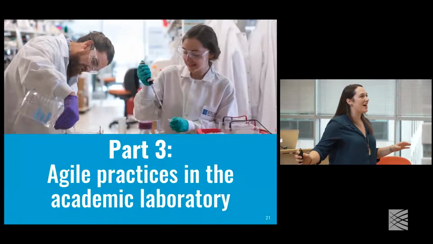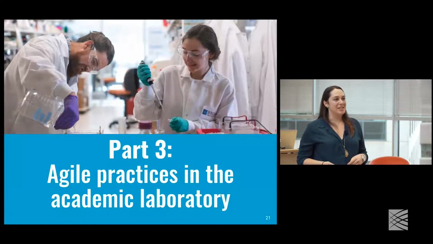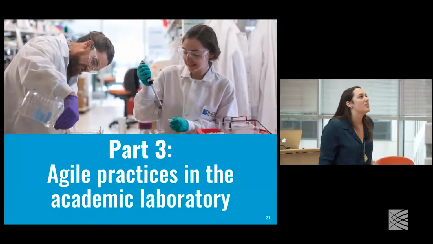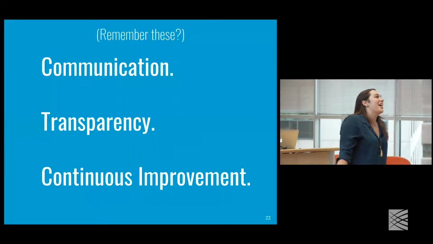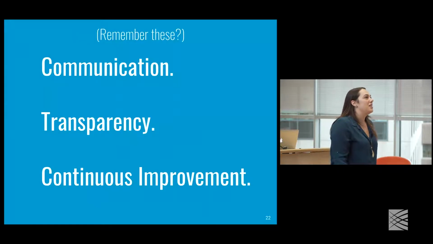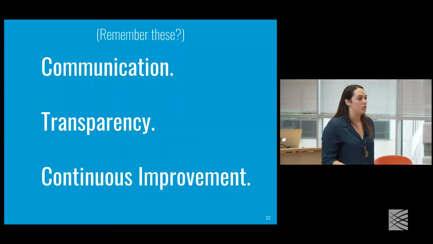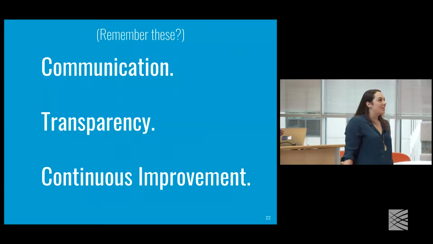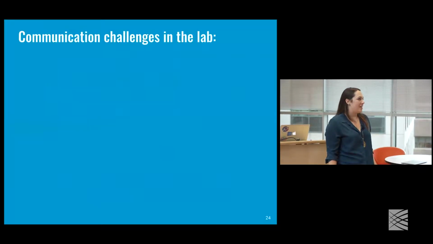So now that I've told you a little bit about the values, I want to tell you about some Agile practices which support these values that have been used in the laboratory setting. And to do this, I'm going to go through each of the 3 characteristics seen on an Agile team and tell you a little bit about some tools which can support those within your own group. Starting with communication. So some communication challenges in the lab.